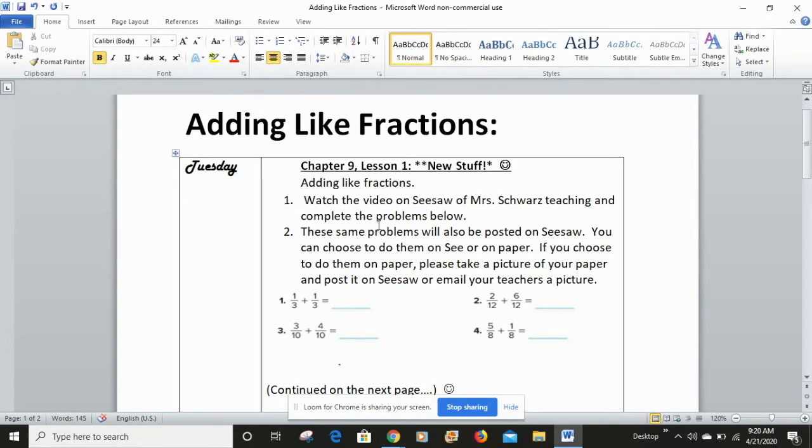Watch the video on Seesaw, Mrs. Schwartz teaching, and complete the problems below. These same problems will also be posted on Seesaw. You can choose to do them on Seesaw or on paper. If you choose to do them on paper, please take a picture of your paper and post it on Seesaw or email it to your teachers.